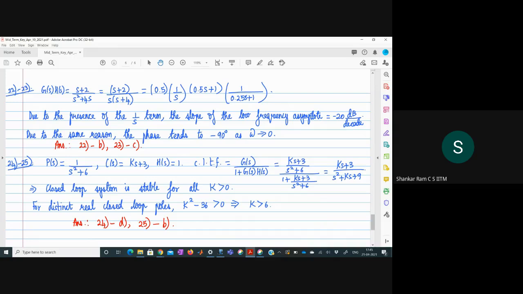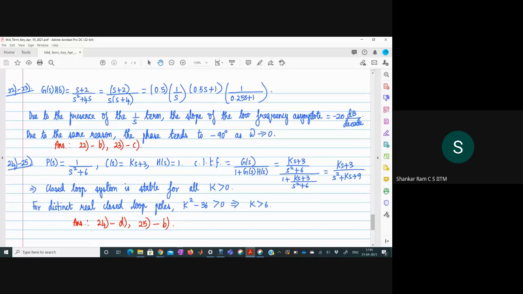We can observe that there's a 1 by s term. So consequently, the slope of the low frequency asymptote will be minus 20 decibels per decade. And as the frequency tends to 0, once again the phase will tend to minus 90, because we have a 1 by s term, whose phase is constant at minus 90 for all frequencies. That is why we have the answers to be the corresponding choices. Now moving to questions 24 and 25.